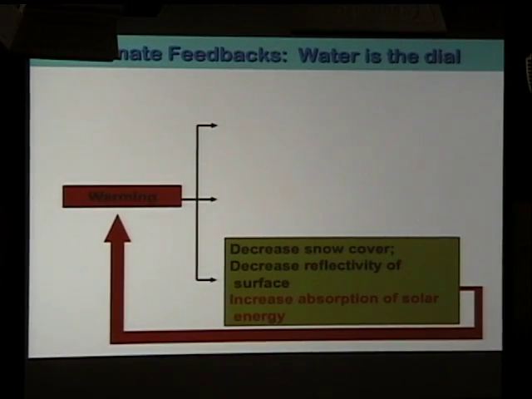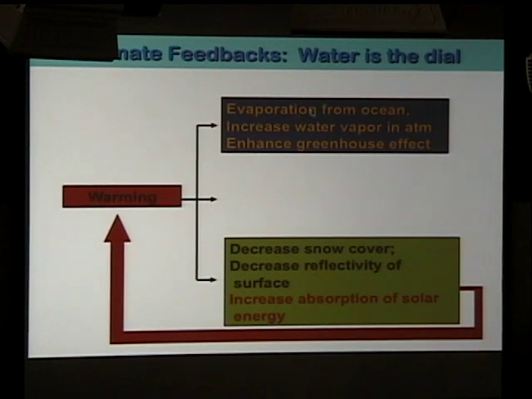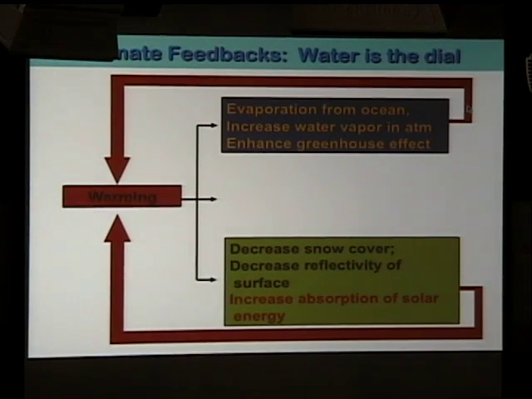So the melting, okay, we're darkening the surface, reducing the albedo from 60 to 80% to about 20 to 30%. So there's increased absorption of solar energy, so that accelerates the warming. And with more warming, we have more evaporation from the ocean, and so that increases the water vapor in the atmosphere. Water vapor is a greenhouse gas. Okay, so that also enhances the warming.